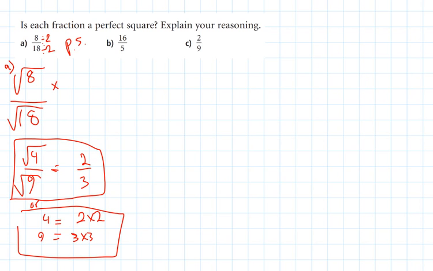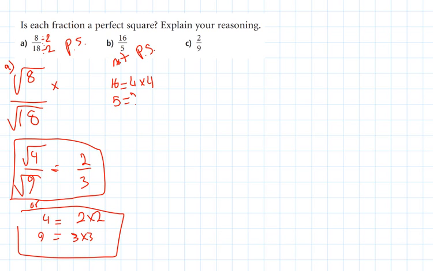What about 16 over 5? So 16 is 4 by 4. 5 is a prime number, so really 5 does not have any factors. So this one here is not a perfect square, because 16 is equal to 4 times 4, but 5 does not have any two rational numbers multiplied together that would give you 5. Okay, so that's not a perfect square.